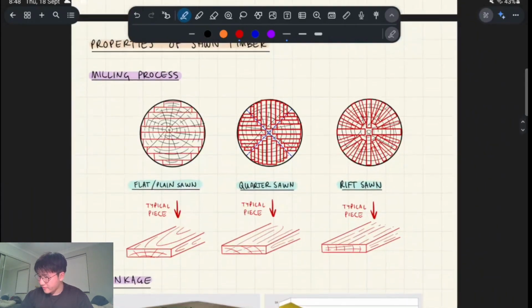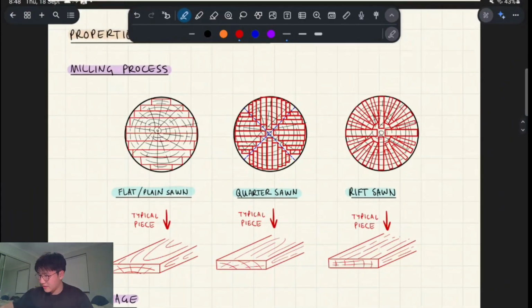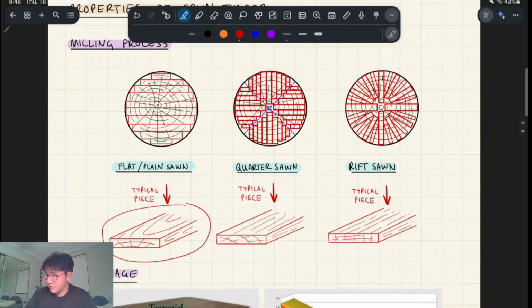And so essentially, the cheapest way to mill a piece of wood is flat sawing it. So your saw doesn't really need to change directions or anything. It just processes the wood in a very straightforward way. But then you end up with these pieces of wood, right? Which if you go to Bunnings, you'll see this quite commonly. If you're buying like MGP or whatever.